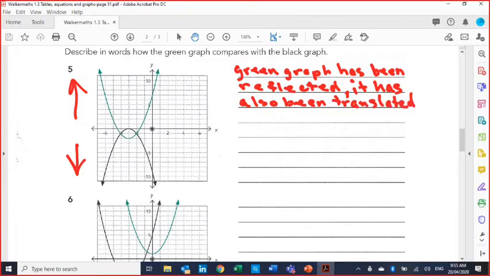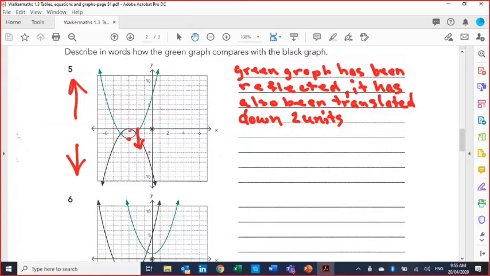Now, did it move? Remember, the translation is always based on the vertex. Did the vertex move right or left any? No. But it did move up or down. So it's been translated up or down in this case. Again, we're talking about the green one. Down, right? If you look at the vertex of the green one, it went from here down to here, right? Ignore that little red dot, sorry. Okay. So it also was translated down 2 units. Did it get wider or narrower?